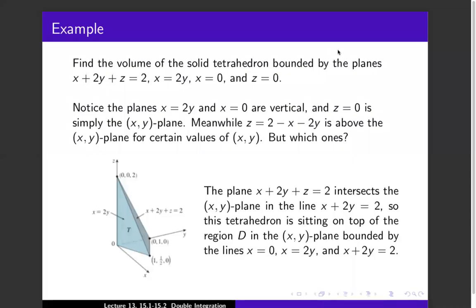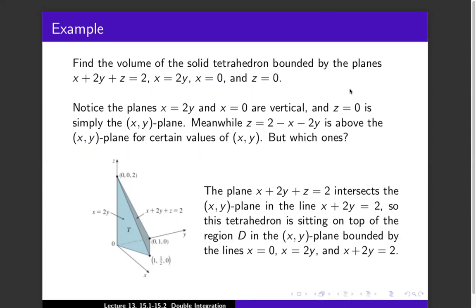So here's another example that we can look at. What if we want to find the volume of this solid tetrahedron bounded by these planes? The planes in question are x plus 2y plus z equals 2, the kind of interesting plane out of these, x equals 2y, x equals 0, and z equals 0.